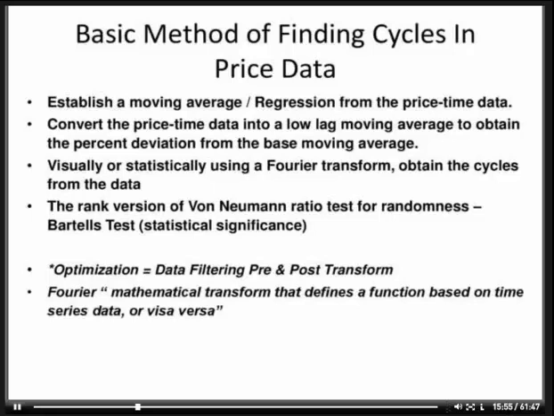The last thing that we have to do is look for ways to actually filter out all these waves that we found and find the ones that are the most important. I'm not going to go into the equations involved, but the one that has been most useful for me is called the rank version of the von Neumann ratio test for randomness, which is basically a statistical significance test of whether or not this cycle underlying the market that we found is significant. Is it useful for us?